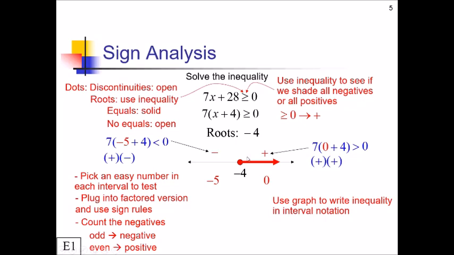All right, so we're going from -4 to infinity here. We're going to have a bracket on -4 because we have a solid dot. That's part of the solution. And infinity always has to get a rounded parentheses. So there's our final answer for this one.